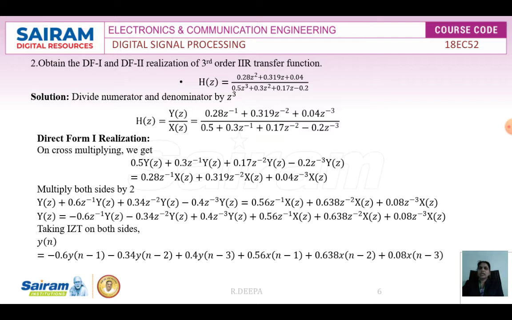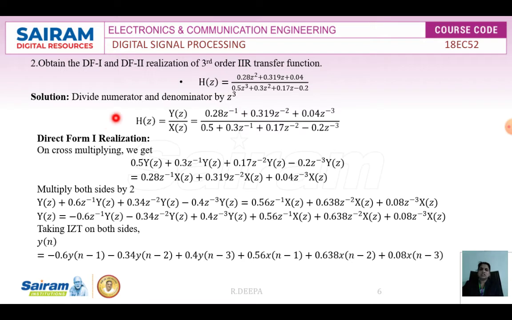So let us solve another problem which is given as obtain the direct form 1 and direct form 2 realization of the third order IIR transfer function, which is given as h of z is equal to 0.28 z square plus 0.319 z plus 0.04 divided by 0.5 z cube plus 0.3 z square plus 0.17 z minus 0.2.